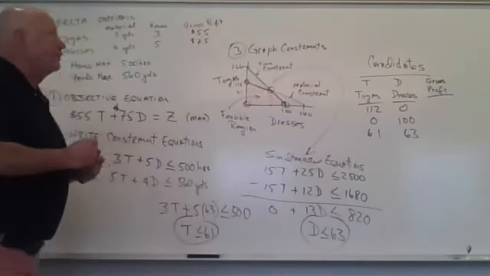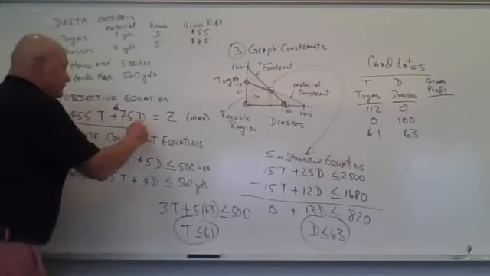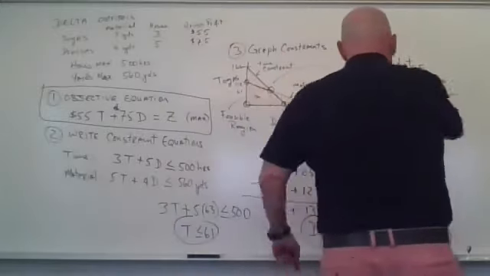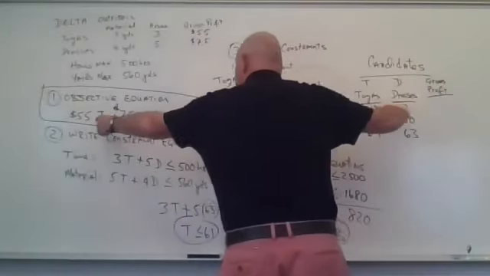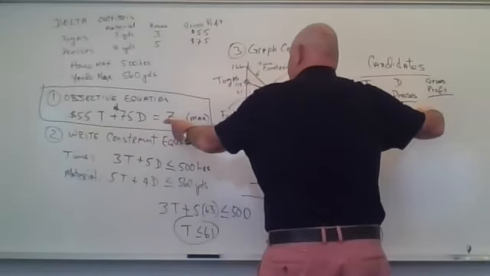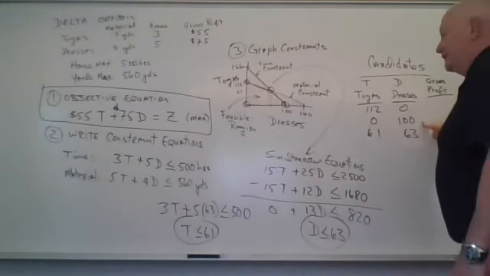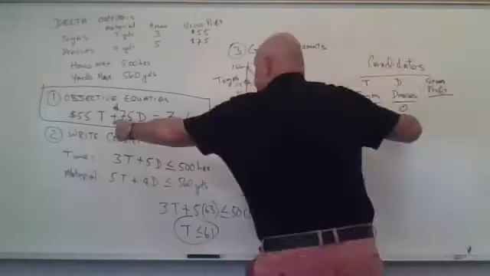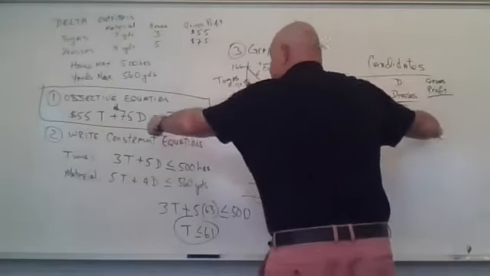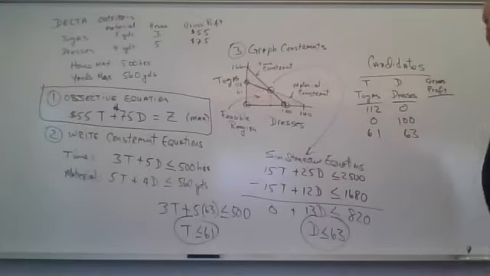Okay, testing these points, we're going to go back to our objective equation, this guy right here, and successively take each one of these candidates. 112 togas times $55, 0 dresses times $75, and what does that give us for profit over here? And we'll see what that profit is. Then we'll take the next candidate point, 0 togas times $55, that'll be gone. And 100 dresses times 75, and then 61 and 63.